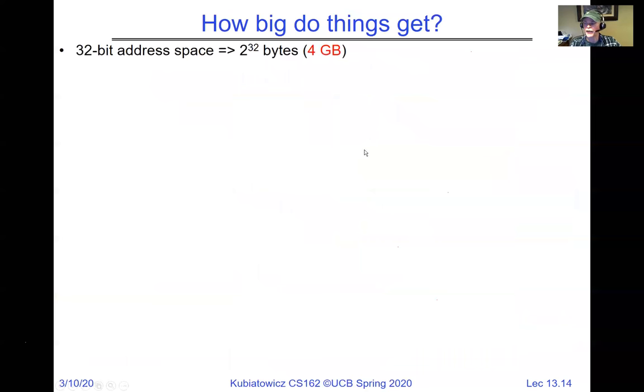All right, so how big does this get? If you look, we have a 32-bit address space, for instance, so 2 to the 32 bytes is about 4 gigabytes. Note here that a small b is a bit and a capital B is a byte. Keep that in mind. This is a very important convention. So we're talking about gigabytes here, not gigabits.